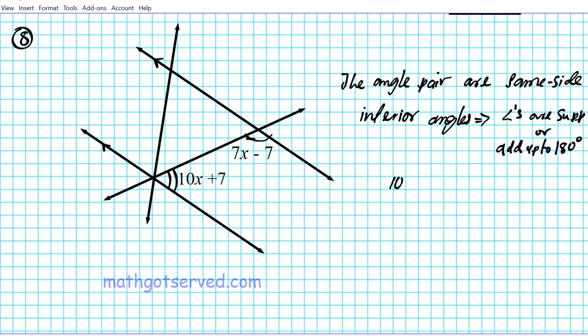Since they add up to 180, we have 10x plus 7 plus 7x minus 7 equals 180. All right, we can combine like terms. 7x and 10x are like terms, so we have 17x, and then plus 7.